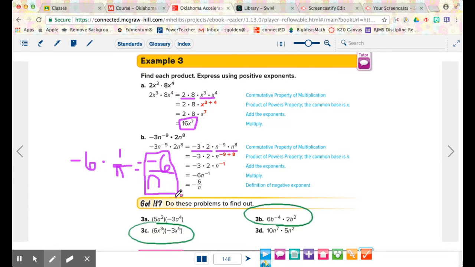So I know this is a step further, so it may take a little longer, but I want you to pause the video and try 3B and 3C on your own, and then we'll go over it.